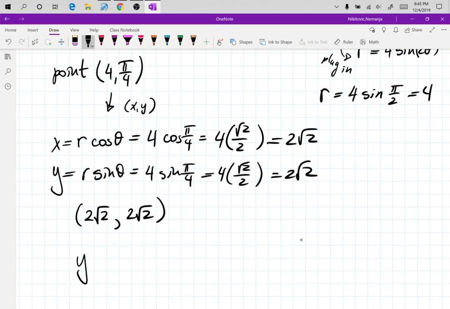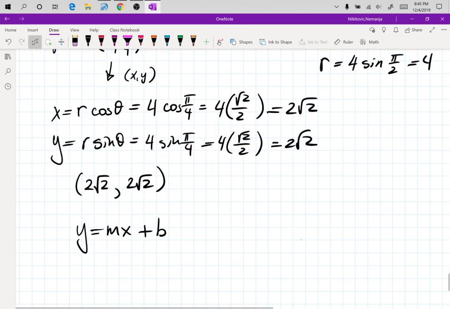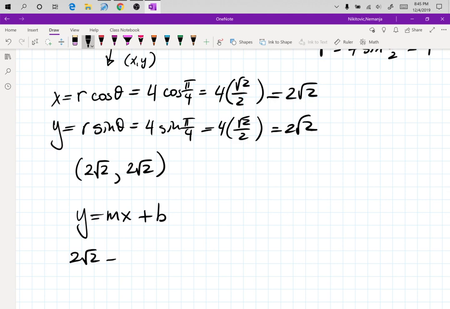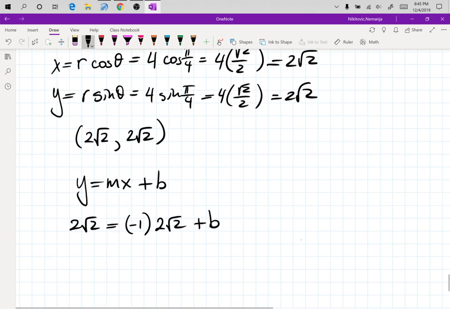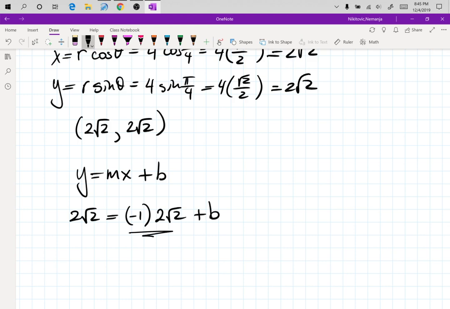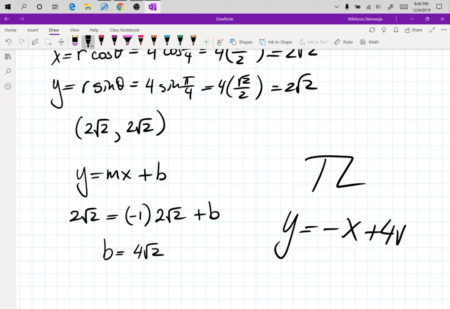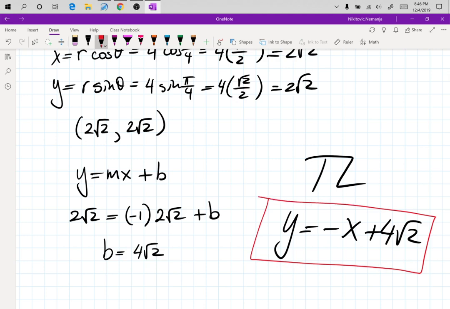y equals mx plus b. y is 2 root 2. m is negative 1. x is 2 root 2, plus b. When you move this one to the left-hand side, it will add. So we have that b equals 4 root 2. And my tangent line is y equals negative x plus 4 root 2. Cool.